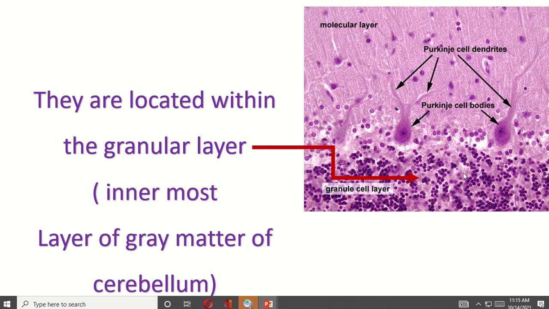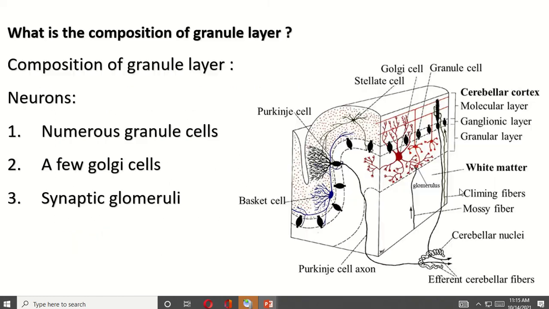This is the gray matter of the cerebellum. This is the outer molecular layer. This is the middle Purkinje cell layer, and this is the inner granular layer. So here are the locations of the glomerulus of the cerebellum.